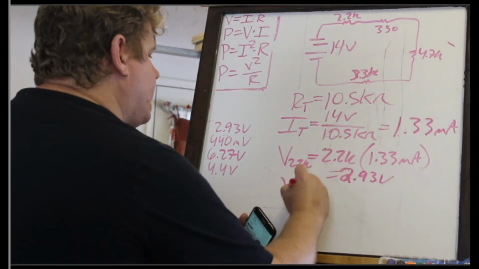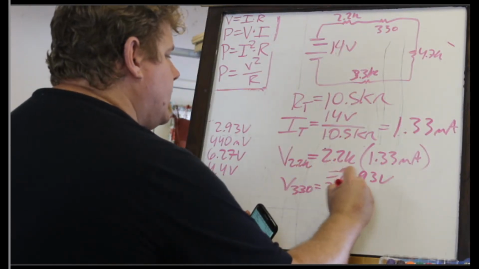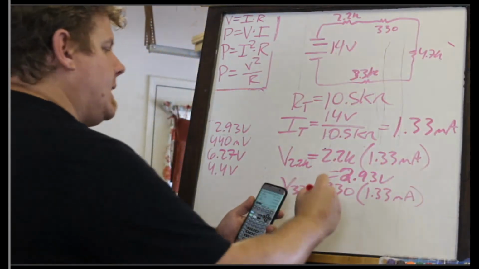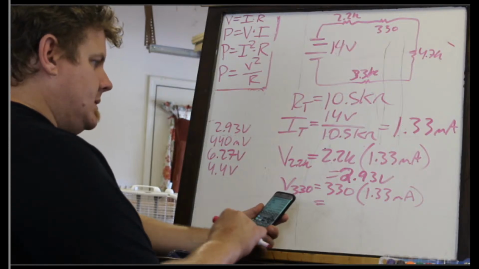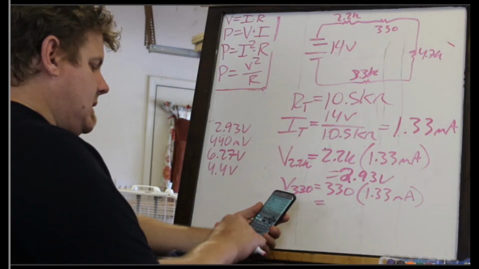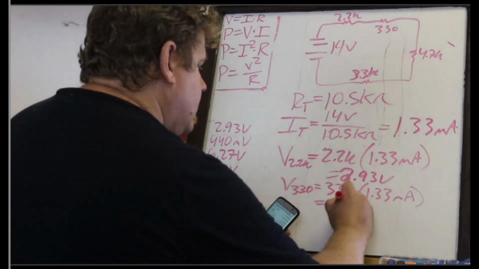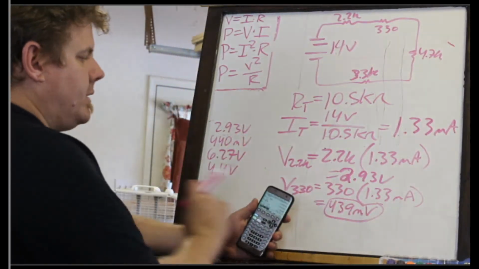And the voltage of the 330, so 330 ohms times 1.33 milliamps. I think we should have the millivolts here. So that's 330 times 1.33 times 10 to the negative 3, and I get 439 millivolts, which is awfully close to 440, right?